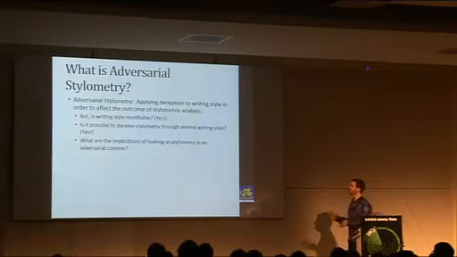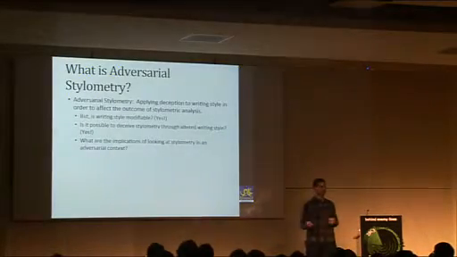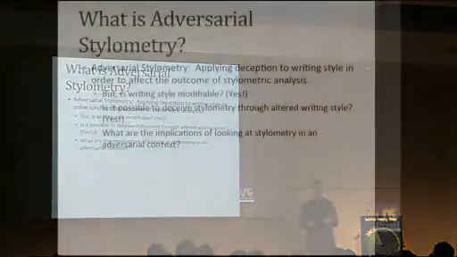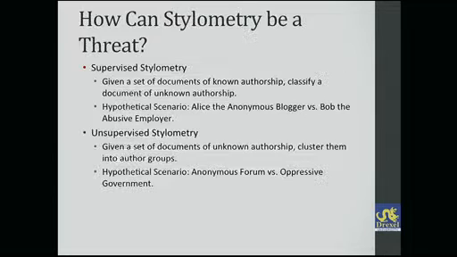So what is adversarial stylometry? Well, this is where we look at applying deception to writing style in order to circumvent methods of authorship detection. And we have to ask these questions. Is it possible to modify your writing style? Is it possible to deceive stylometry by doing so? And we'll see that the answer to both these questions is yes. And what are the implications of looking at stylometry in an adversarial context?